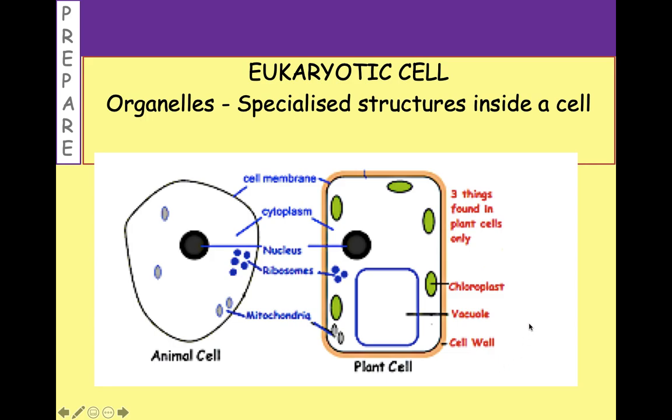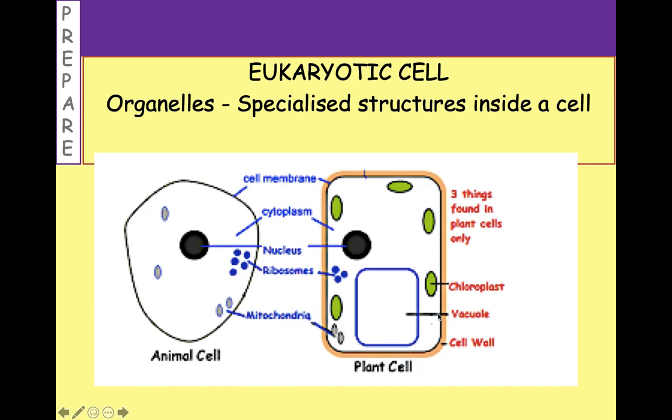Slightly different then, the extra organelles or internal structures found within a plant cell, the chloroplast. Chloroplasts are green. They're green because they've got a substance inside of them called chlorophyll. And chlorophyll is that green substance that absorbs light from the sun or from any other place and uses it for photosynthesis. So photosynthesis happens inside chloroplasts.